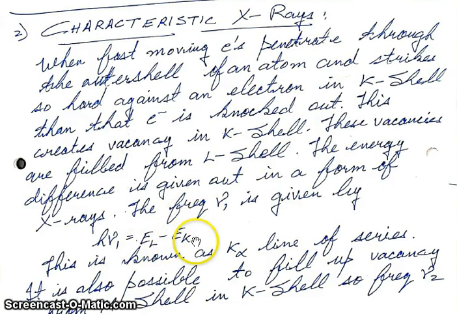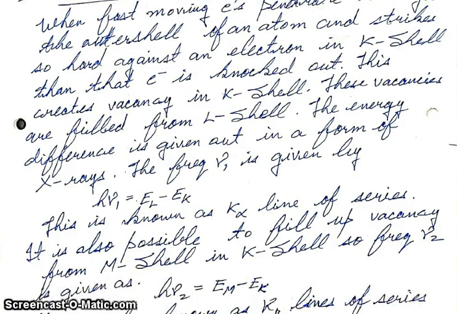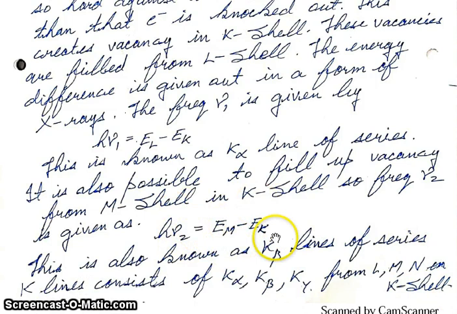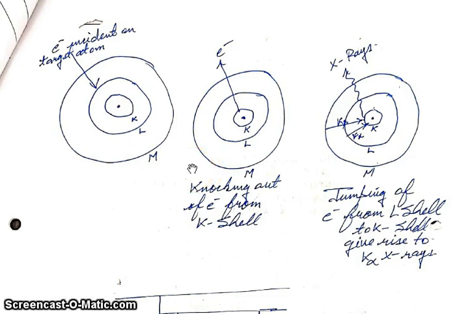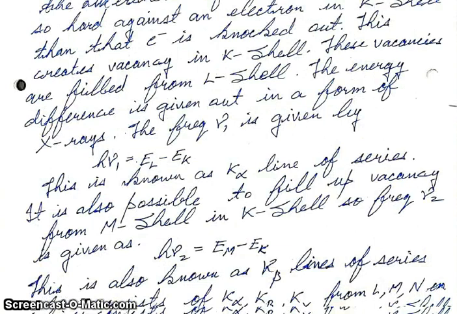It is also possible to fill up the vacancy in the K shell from the M shell, so that the frequency nu 2 is given by h nu 2 = EM - EK. This is known as the K beta line of the series. So the K line consists of K alpha, K beta, K gamma from the L, M, N shells to the K shell. Right? Again, I repeat the same thing in case of characteristic X-rays. What will happen?